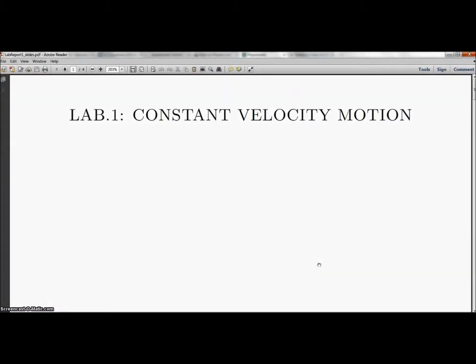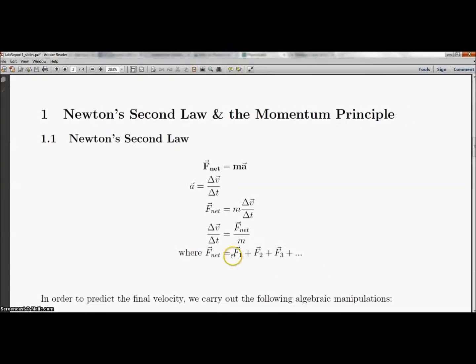Hello, today I'll be discussing my findings with respect to Physics Lab 1 from Coursera's Introductory Physics Lab 1 course. This week's lab focuses on constant velocity motion. The main physics idea explored here is Newton's second law, or equivalently, the momentum principle.